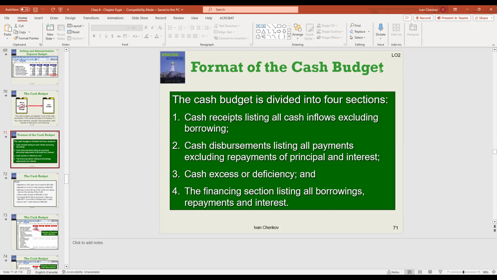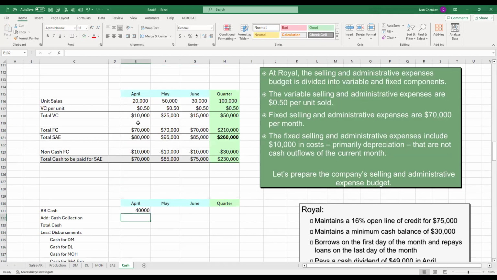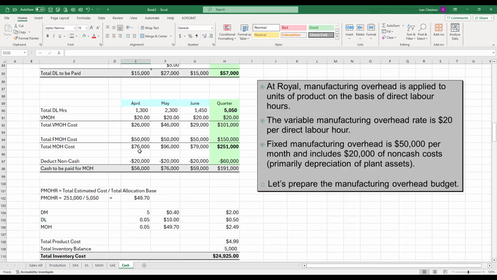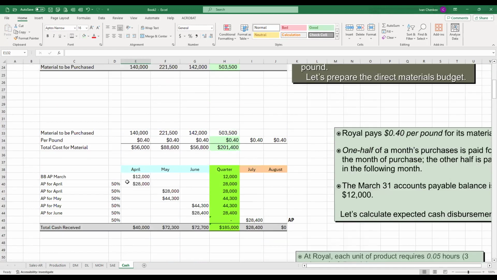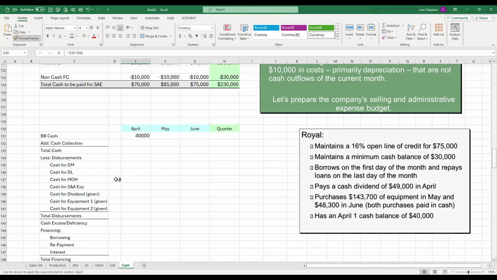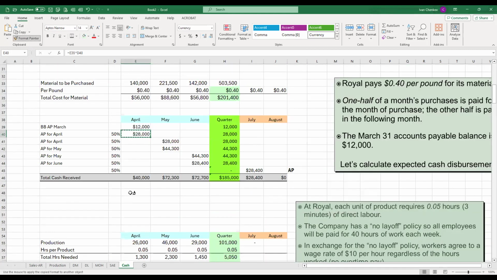So let's go back to the Excel spreadsheet and prepare our cash budget. We already know that our beginning balance of cash for April is $40,000, correct? That's how much cash we have, $40,000. Let me find cash somewhere here so I can copy it and use it as a number. Actually not that one, I want this one here.